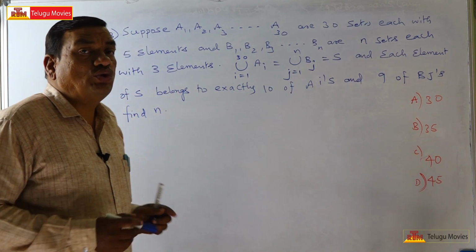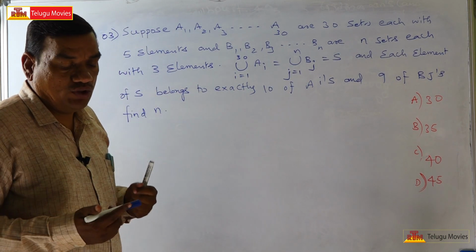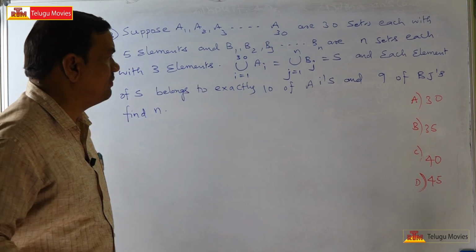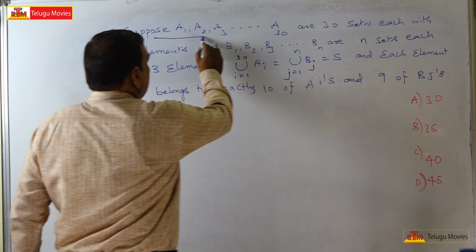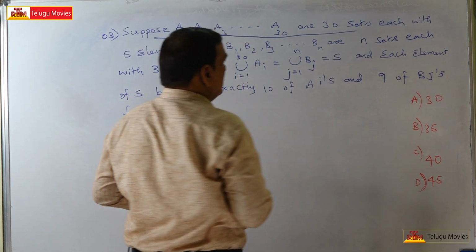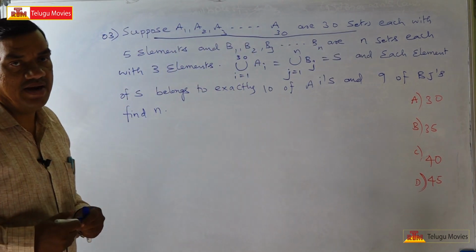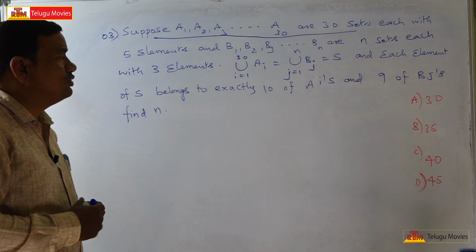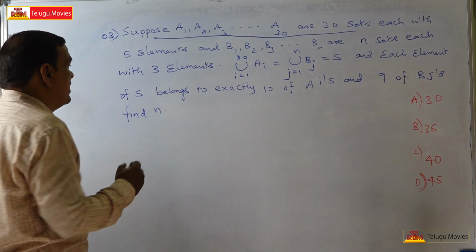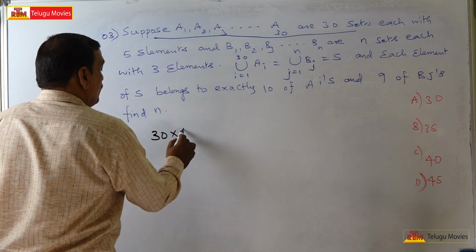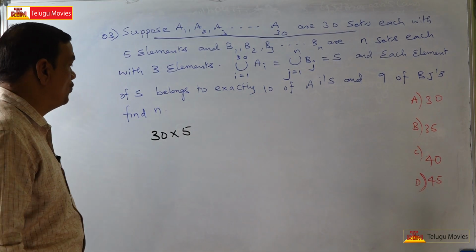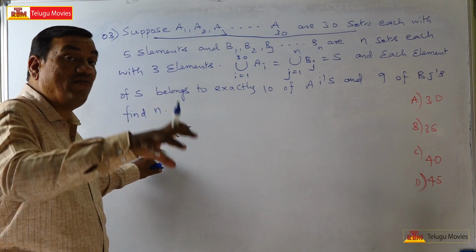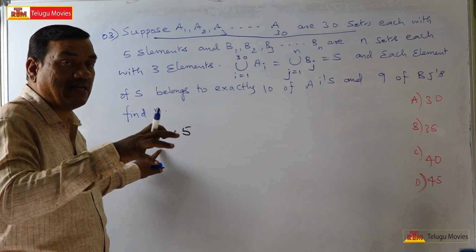To do this problem, just like the previous problem, try to understand this. Don't read the complete problem. First read the first statement and the last statement. Suppose A1, A2, A3 are 30 sets, each with 5 elements. Therefore, the total number of elements belonging to all the A sets is 30 into 5. There are 30 sets, and in each set there are 5 elements.